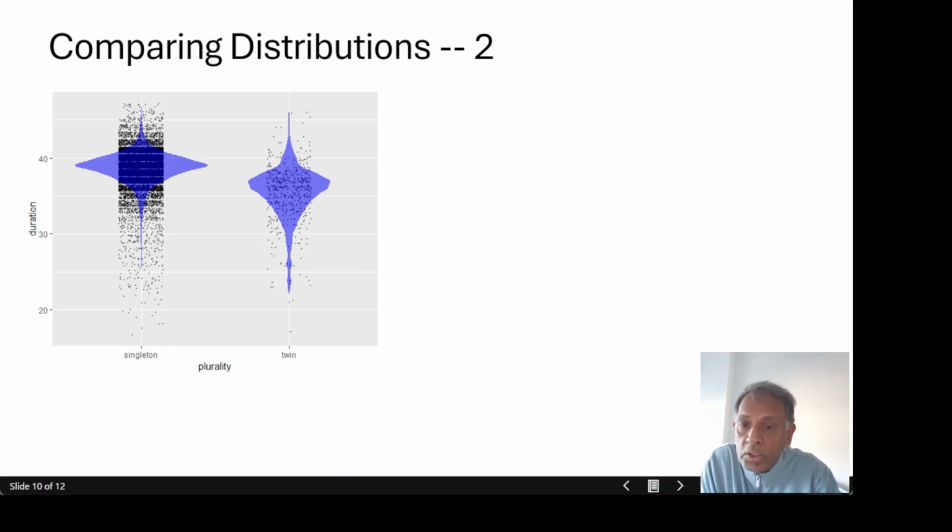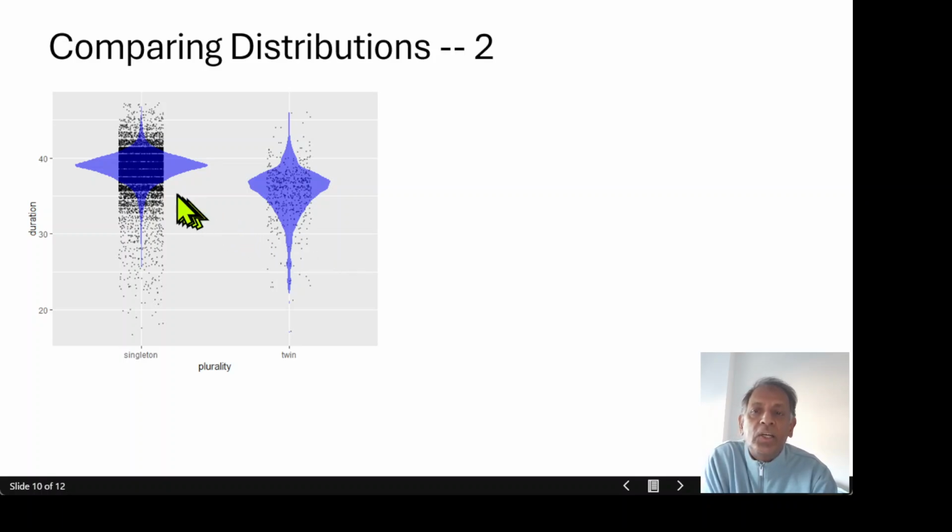Okay, so here once again we are looking at the births data set, and we are comparing the birth duration for single children as opposed to twins. When a birth occurs, it could be just a single child, which is born most of the time, or you could have twins or triplets or quadruplets and so on. Here we are only comparing single children with twins, and we are looking at the gestation, the duration of pregnancy, for both of those.